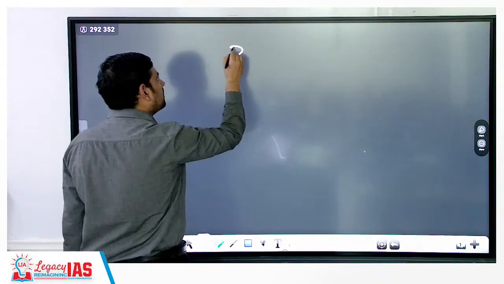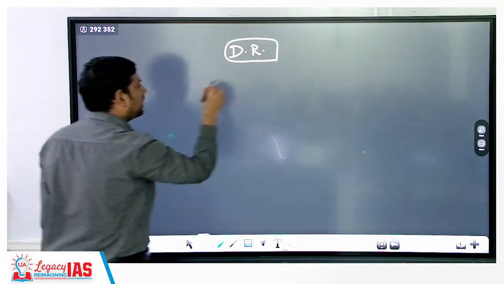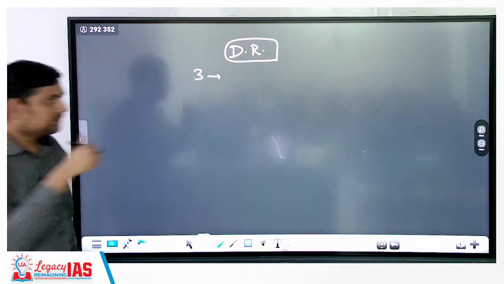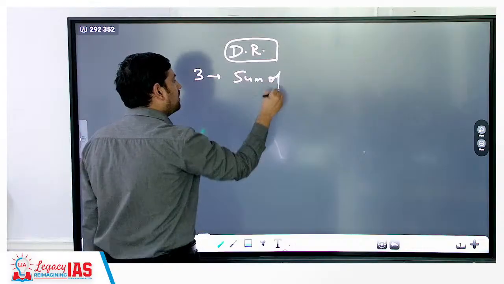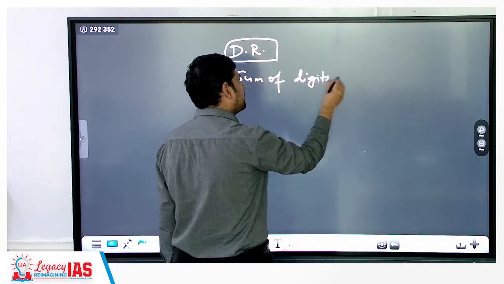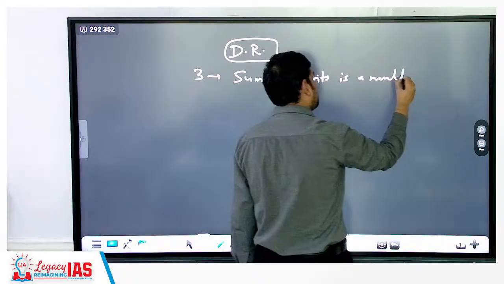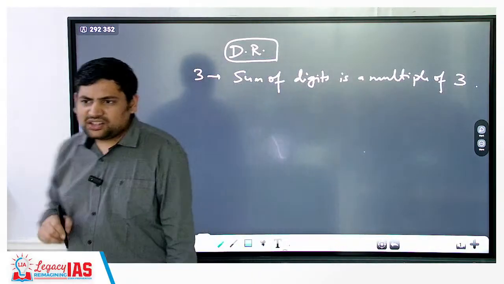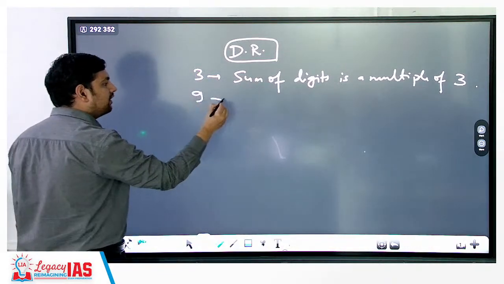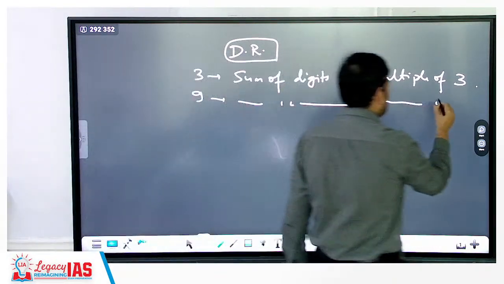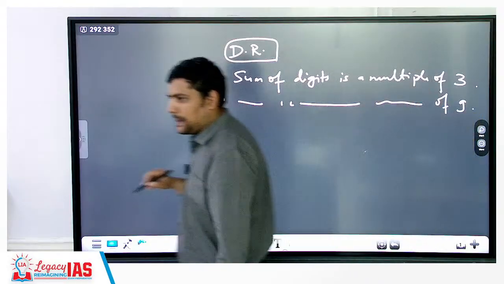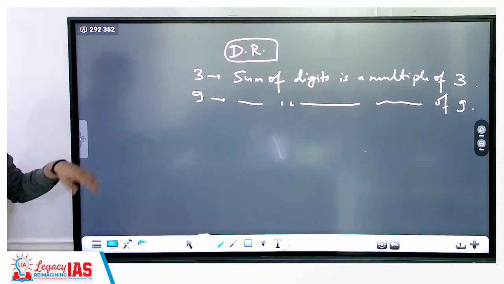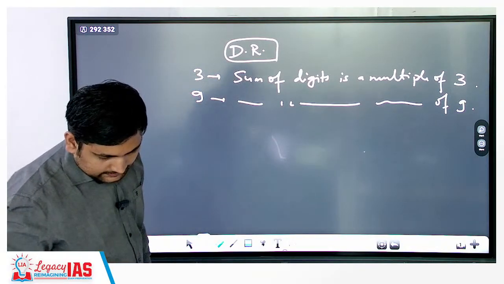Then we come to divisibility rules for 3. What is that? Sum of digits is a multiple of 3. Correct? Similar is for 9. Sum of digits is a multiple of 9. Correct? This is 3, 9. Now, another way of getting to this is this.